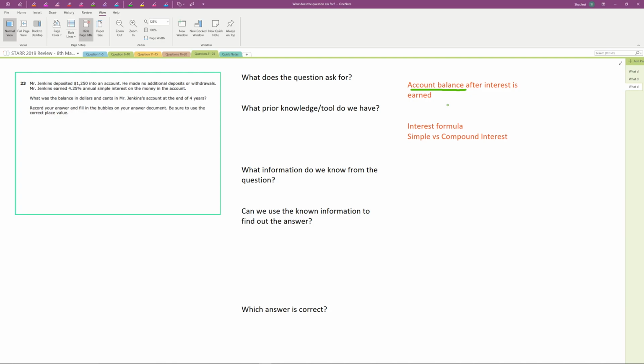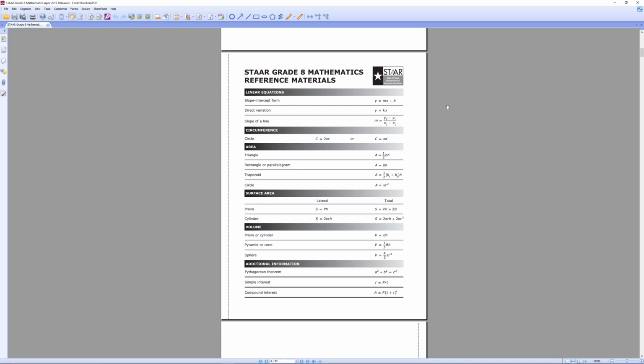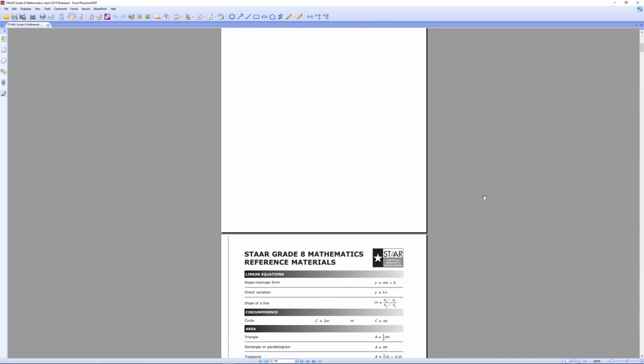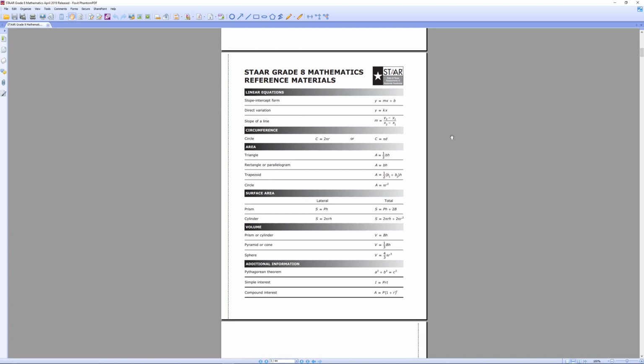So where are the formulas? In the actual test, on the second page of your test, there's this reference material, and this is a list of the formulas that you need. The one we are going to use is interest. It's actually here. And there are two formulas for interest. One is called simple interest. The other is called compound interest.